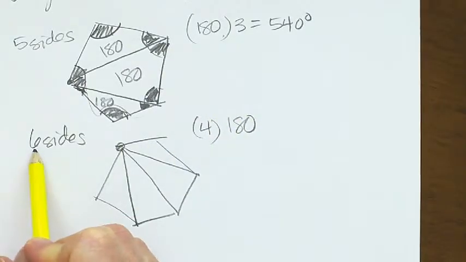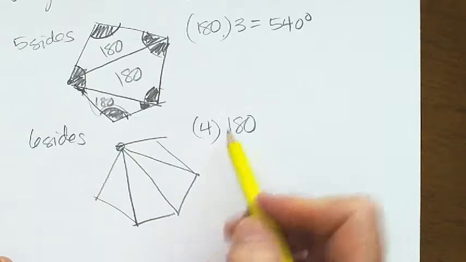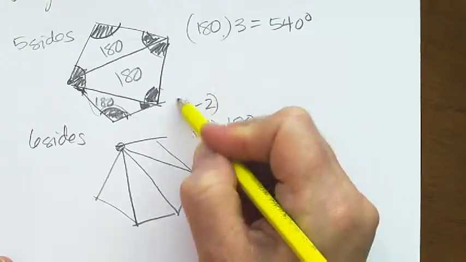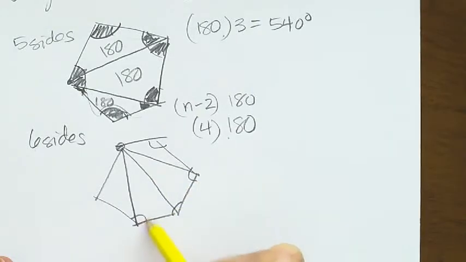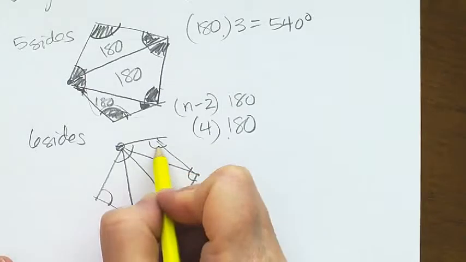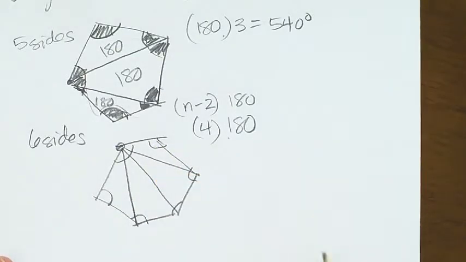So you take the number of sides and you subtract 2. So n minus 2 times 180 gives you the sum of all the angles, and hint, hint, the one on the exam is not going to ask you for the sum. It's going to ask you for one of the angles in a regular polygon.